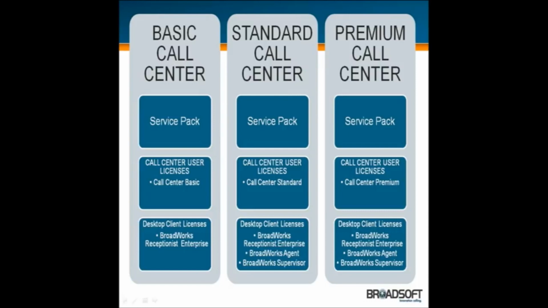Starting with Release 16, all call center licenses are assigned at the user level, and this does not change in Release 17. They are available in 3 different types: basic, standard, and premium. Once the call center user licenses are assigned, you can build the call centers that map to the different user types. So, you can create a basic call center that includes users with a basic call center license, a standard call center that includes users with a standard call center license, and so forth.